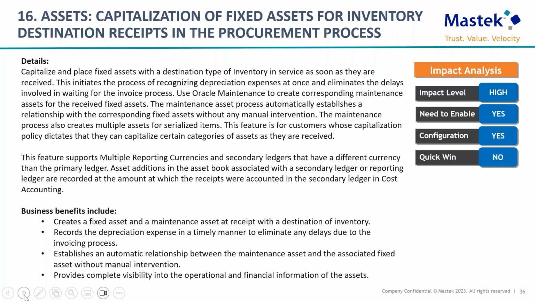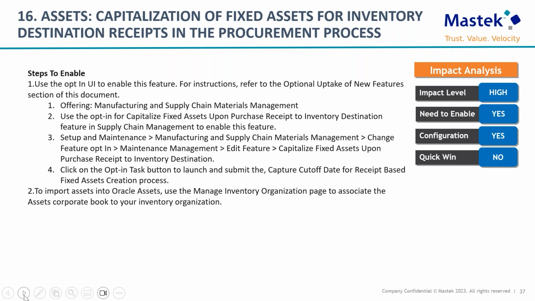This works with multiple reporting currencies and establishes an automatic relationship between maintenance asset and the associated fixed assets without any manual intervention. This feature can be enabled from setup and maintenance, capitalize fixed asset upon purchase receipt to inventory destination. And only purchase orders after enabling this feature will be eligible to work with this feature, which means this feature will work prospectively, not retrospectively.